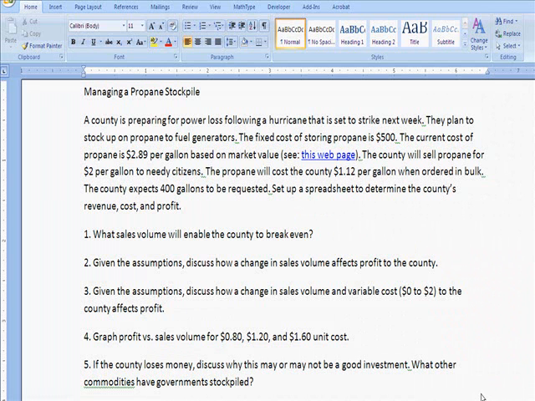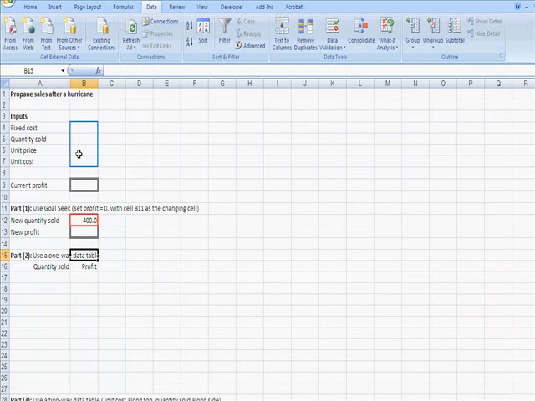In this video, we are going to solve our propane stockpile problem that we did in class. So first we want to open our spreadsheet here and fill out some of these costs. Now we have a fixed cost of $500. The quantity sold is 400.